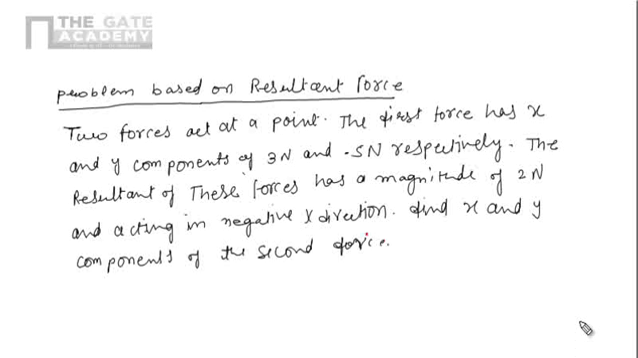So I will again repeat the problem. Two forces are acting at a point and the first force has x and y components of 3 Newton and minus 5 Newton respectively. The resultant of these forces has a magnitude of 2 Newton and is acting in the negative x direction. We have to find the x and y components of the second force. So now let's solve this problem. For solving, if we draw the diagram, then it will be very easy.